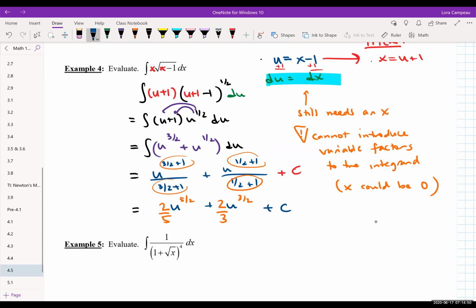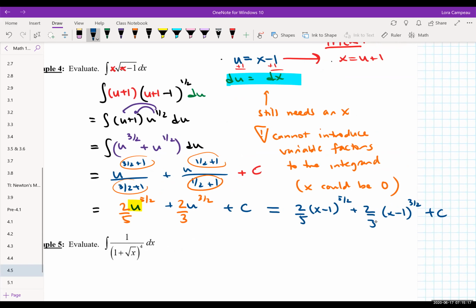So we're going to replace this. I still got the 2/5, no problem there. But instead of u, remember, we let u equal x minus 1. So we have x minus 1 to the 5/2. And then again, we have plus the 2/3, x minus 1 to the 3/2. And again, don't forget your plus c, otherwise you end up losing points. All of the math teachers get upset.